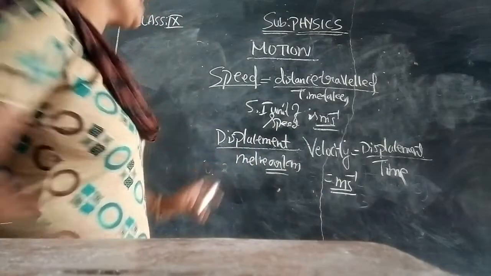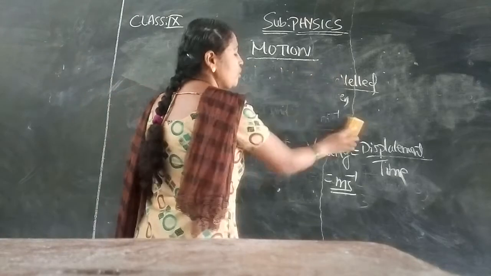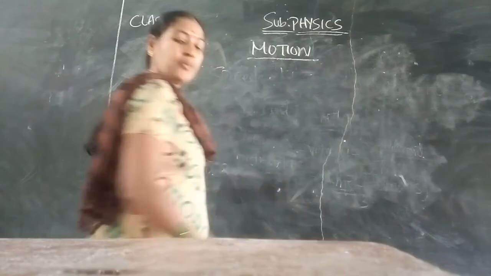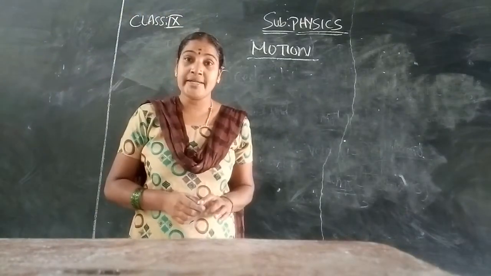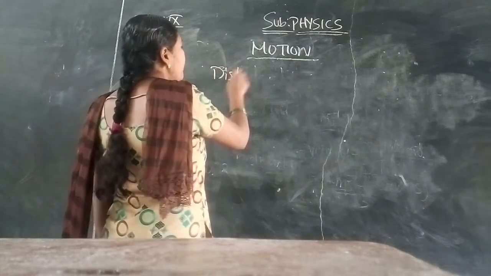And based on this, we have already solved some of the problems, and you have written them in your notebook. Please go through those problems. Then the next topic I have explained, children, in the regular classes, that is velocity time graph, distance time graph.